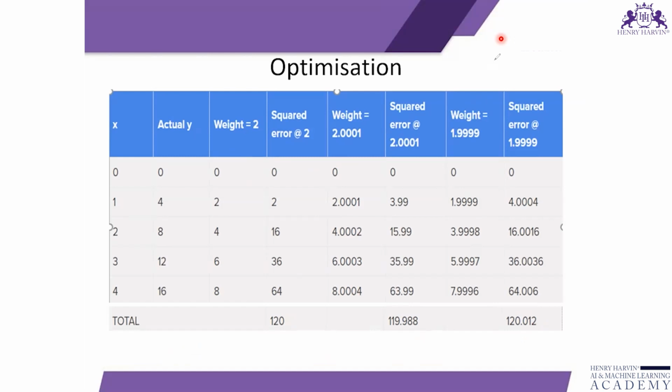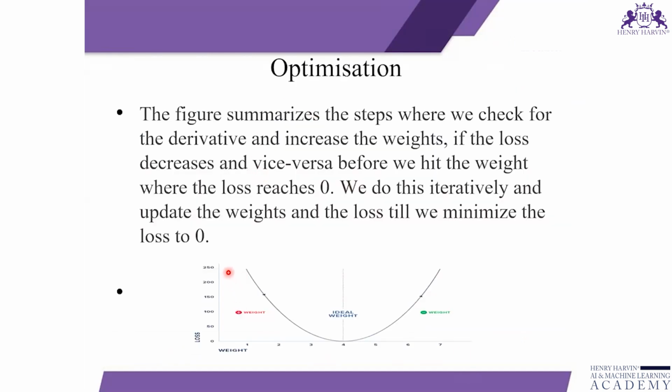So this is about the cost function. In this diagram, what we can understand is that it is plotted between loss and weight. This figure summarizes the steps where we check the derivative and increase the weights if the loss decreases, and vice versa, before we reach where the loss is zero. We know that in the previous case Y is equal to 4x. When you consider this relationship, Y is equal to 4x, definitely the error is going to be 0. That is what we can see over here. The loss is going to be 0.